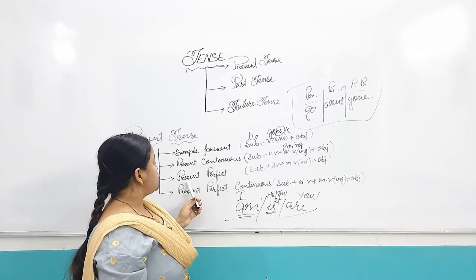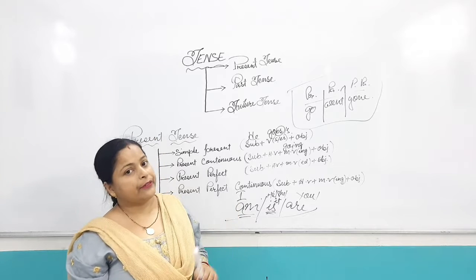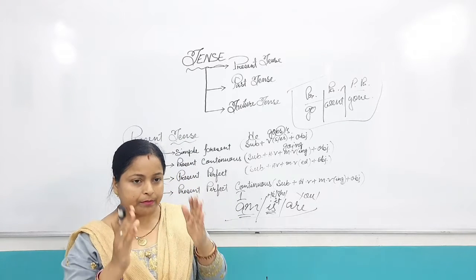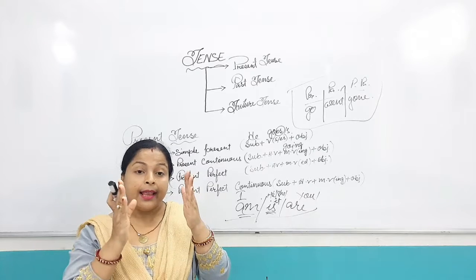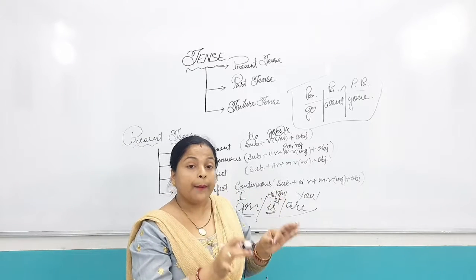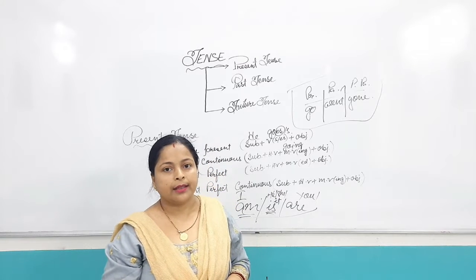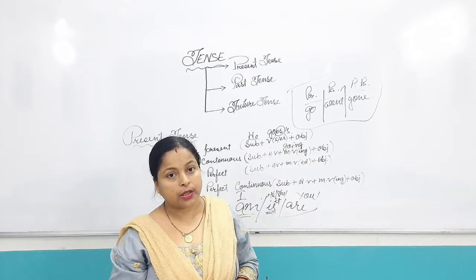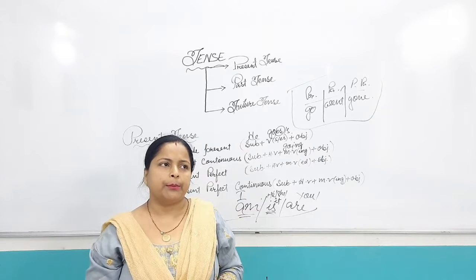Now I am going to describe present perfect tense. So what is present perfect tense? Present perfect tense means the action that has just happened, अभी अभी खत्म हुआ है. We can see the result of finishing the action. Like, I may give you an example.